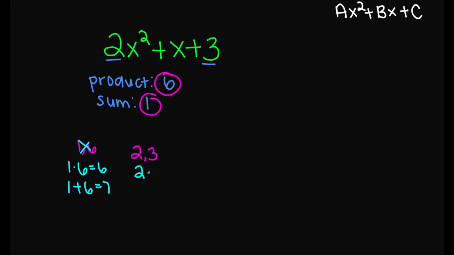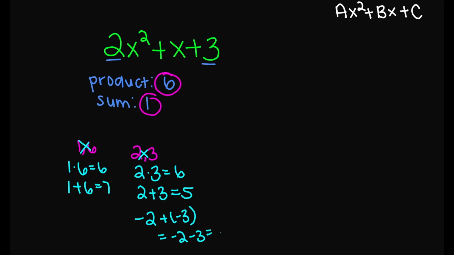And then if I use my 2 and 3, 2 times 3 is 6, and if I add 2 plus 3, this is going to give me 5. So as you can see, we cannot use these numbers as well. Even if you switch your 2 and 3 and turn them into negatives, so if I did -2 plus -3, this is going to be -2 minus 3, and this is going to be -5 again.